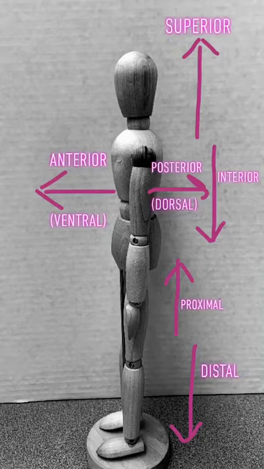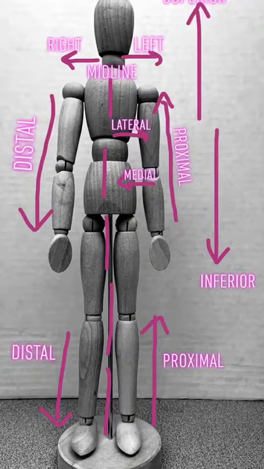And then now next, we're going to have some reviews. Again, we see the distal and proximal both on the arms and legs. And now we have the midline, which is the long axis, and the lateral is going away from the midline, and the medial is going towards the midline.